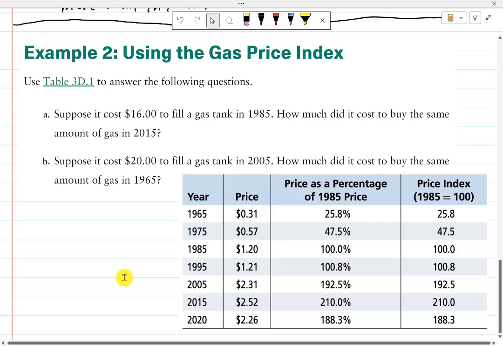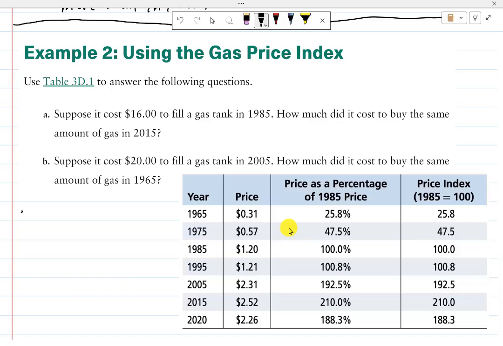All right, here's an example. This is table 3D.1 right here. Let me work part A first. Suppose it cost $16 to fill a gas tank in 1985. How much would it cost to do the same in 2015? You can do this in two ways. Here, you set up a proportion.